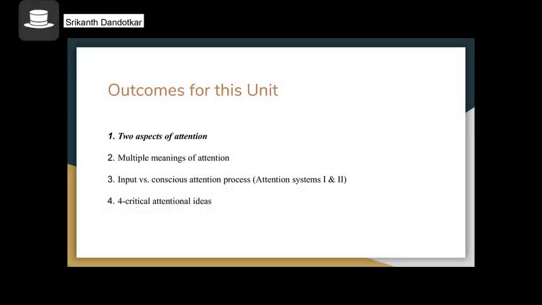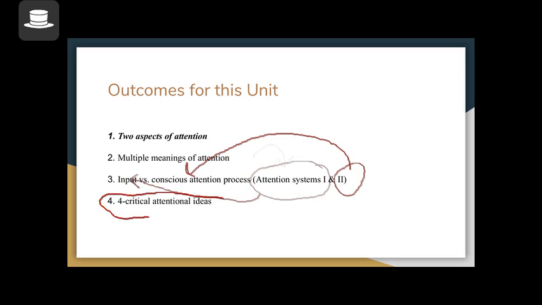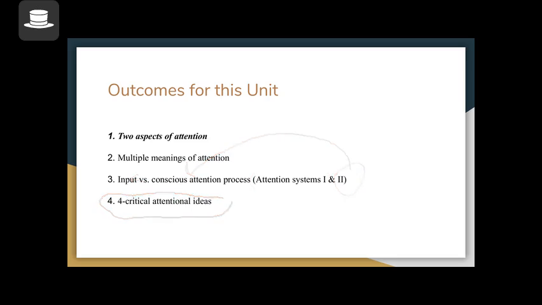So the outcomes for this video are four. First, we'll talk about two aspects of attention. Then we'll talk about multiple meanings of attention. And within that, we categorize the multiple meanings of attention into two categories. One is called attentional system 1, which is also called the input attentional system, and attention system 2, which is the conscious or control attentional system. Followed by the last outcome, which would be to talk about 4 attentional ideas. So let's get started with the first one, the two aspects of attention.